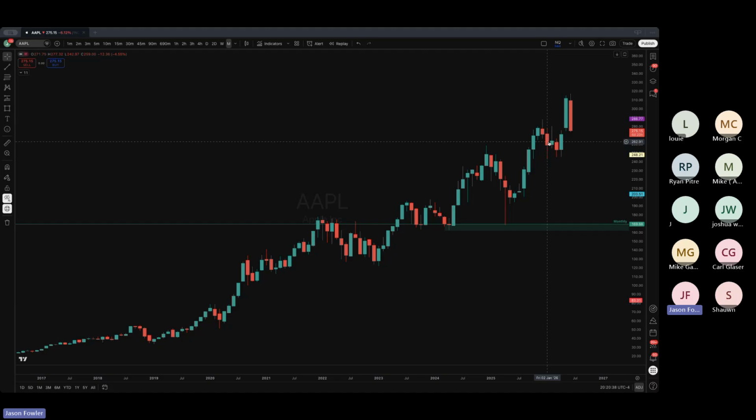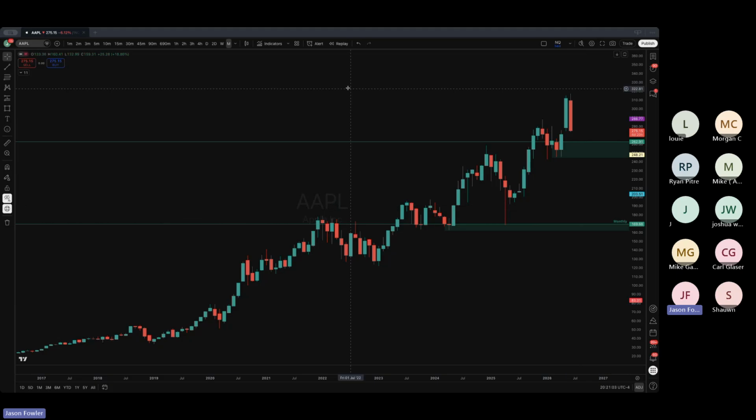Meaning that, say I go ahead and say, let me draw this monthly demand zone here. I draw this zone, starting at the top of the body of the candle, drawing it to the bottom of the wick. Cool. This zone is from $244 to $262. What can you do with that for an entry? Not much for how we trade.